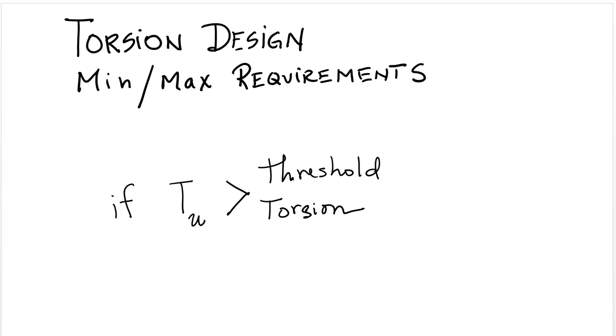In this lecture we are going to discuss torsion design minimum and maximum requirements. So if the ultimate torsion on a cross-section exceeds the threshold torsion value that we have already discussed in previous lectures, then you have to meet the following requirements according to ACI 318.